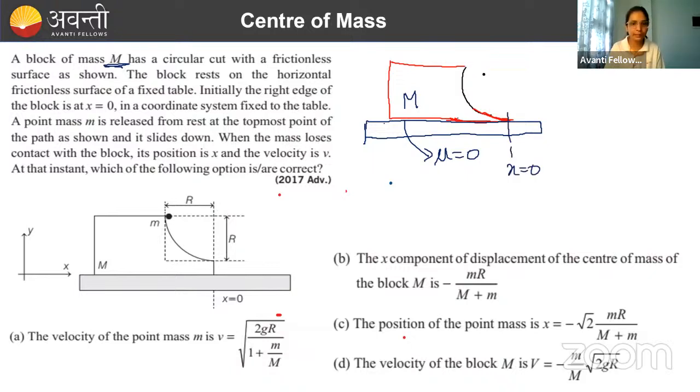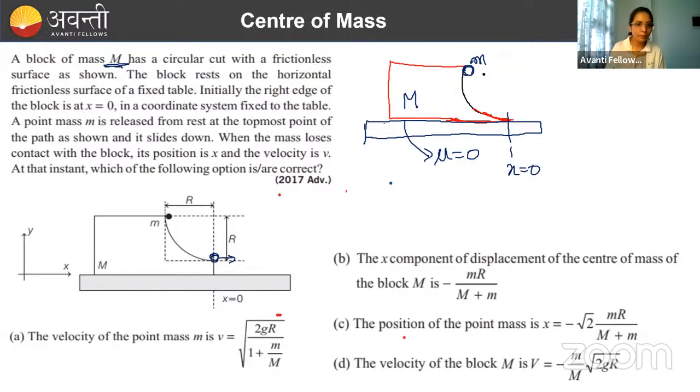So this is termed as x equal to 0. A point mass m is released. Now there is a point mass here, and its mass is small m. It is released from rest at the topmost point of the path as shown, and it slides down. When the mass loses contact with the block, I have not made the block here. This point particle will come here, and if it moves even a little further from this point, it will come down to the frictionless surface. It means it will leave the block.